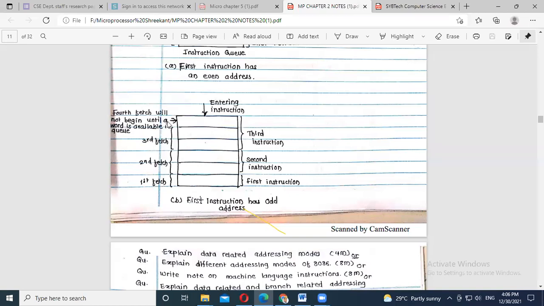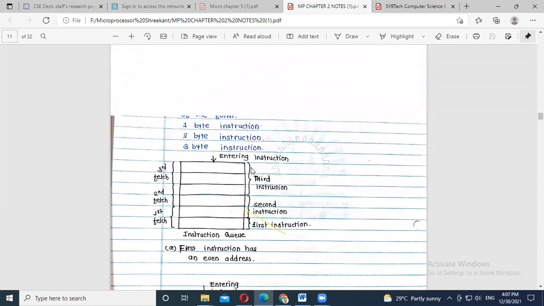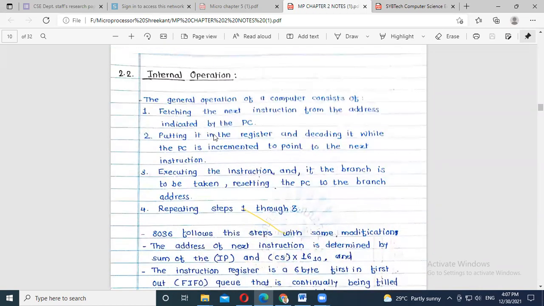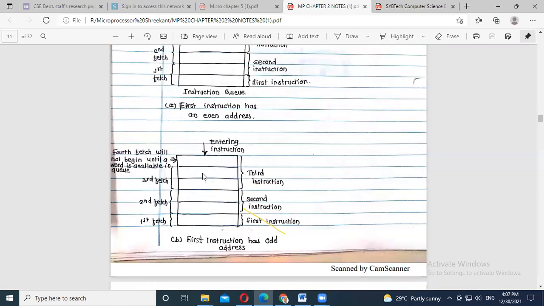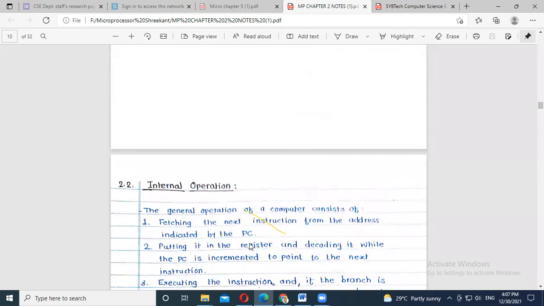So the fourth fetch will be waiting in the queue; there are up to 6 fetching queues in the 8086 architecture. So this much is enough for the internal operations of 8086. Only these 4 points, that is repeating steps 1 to 3 up to executing the program instructions, and this is for the explanation of that. And these 2 memory diagrams we just have to draw, for an even address and an odd address. Okay, so it is very short, that is the internal operations. This is more than enough.